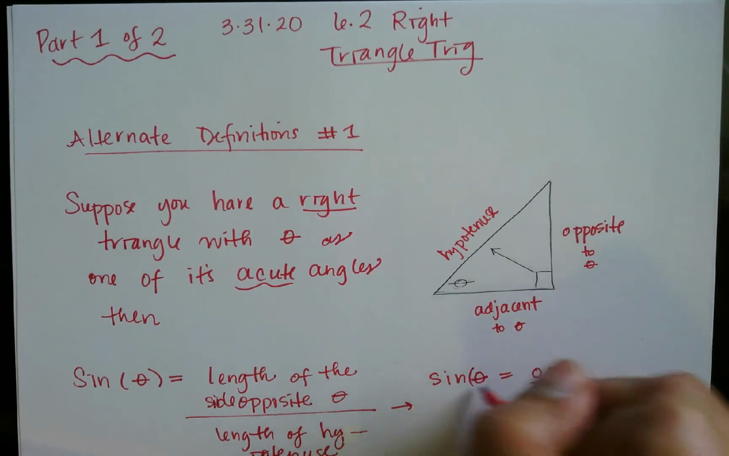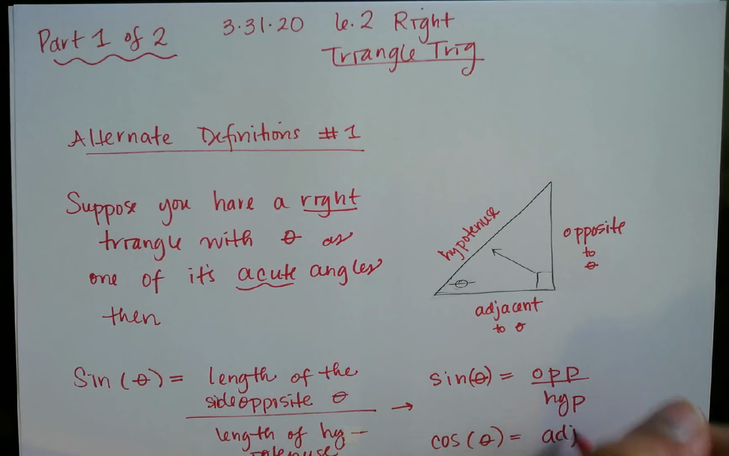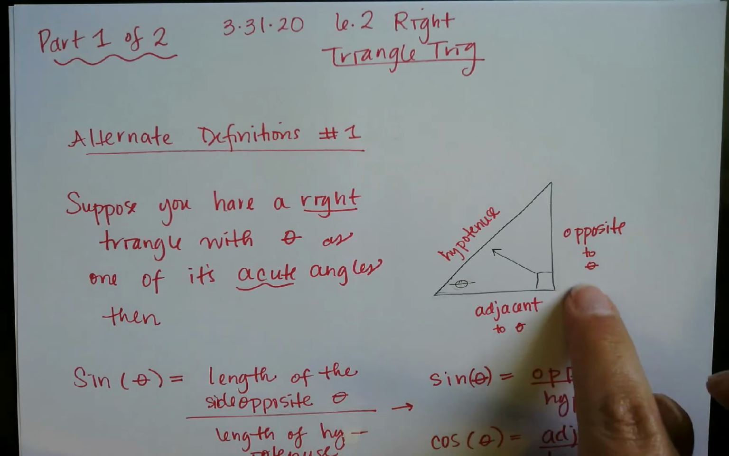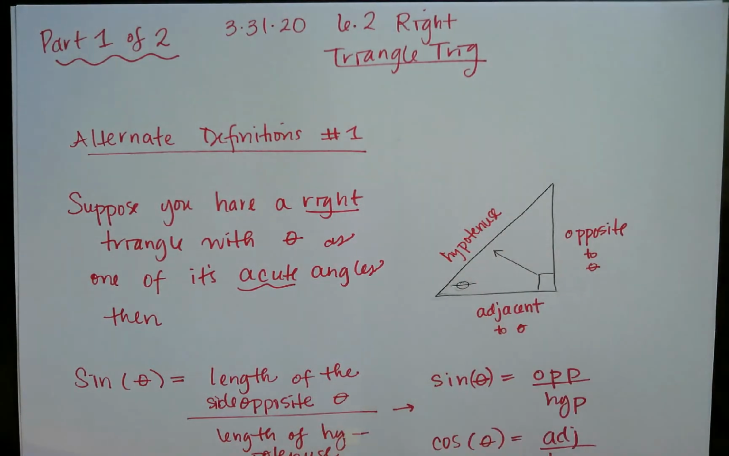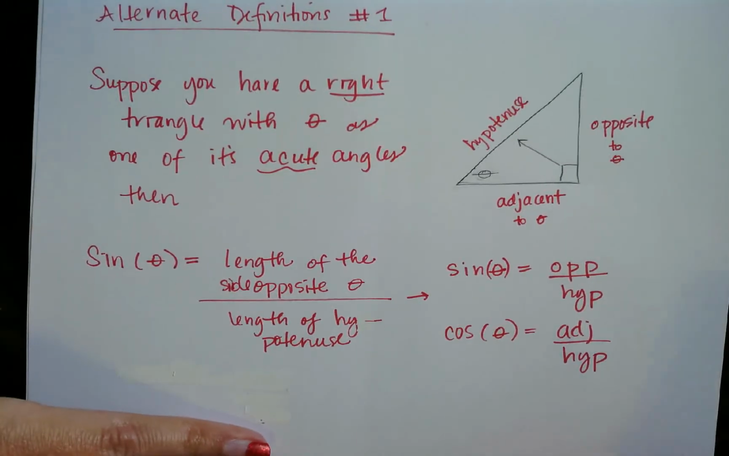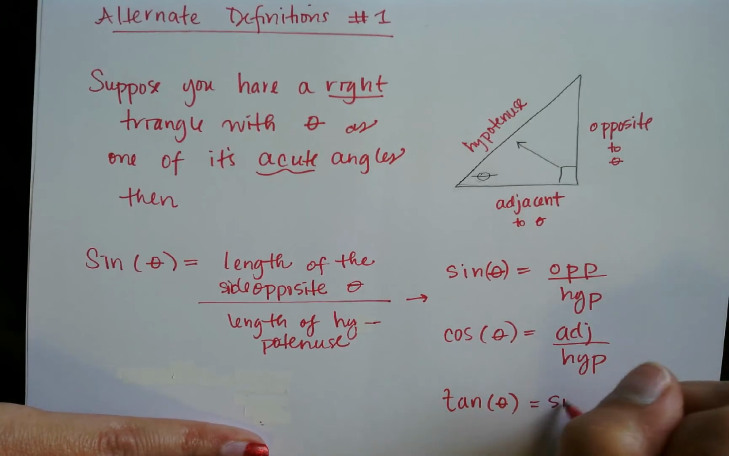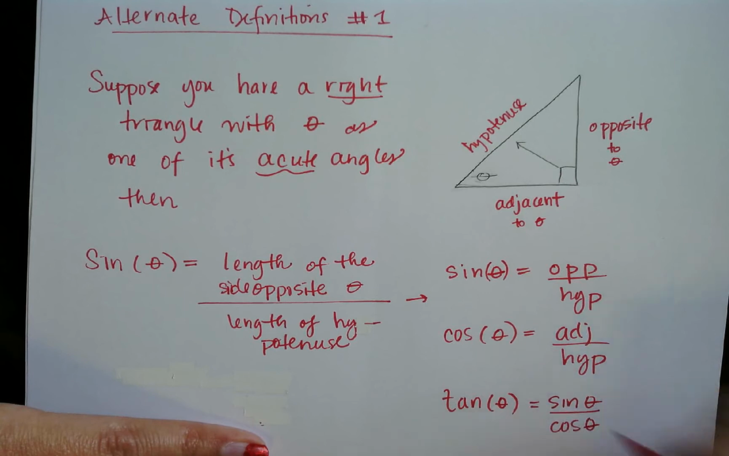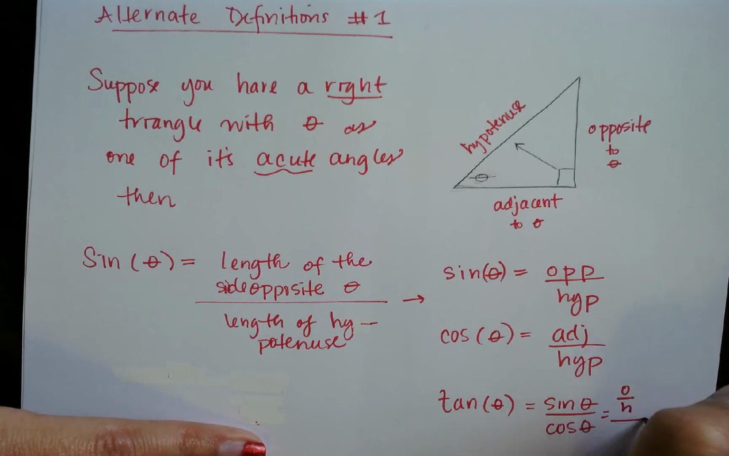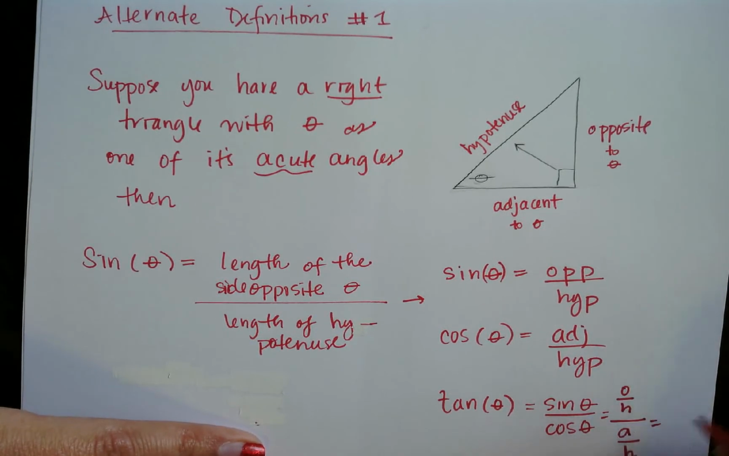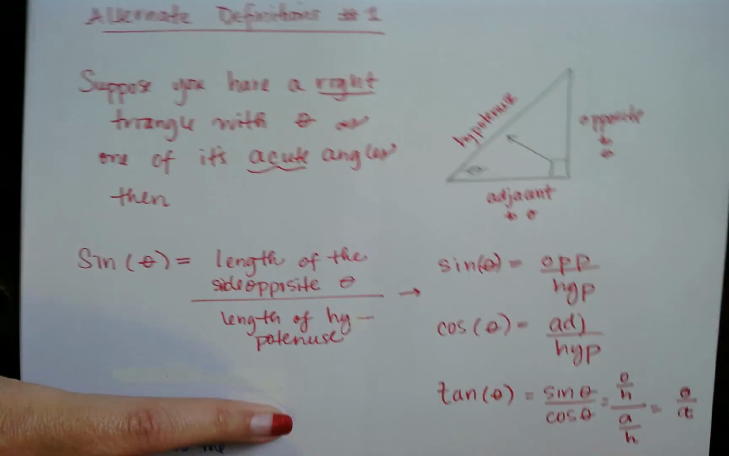Sine of theta is opposite over hypotenuse. Cosine of theta is adjacent side over hypotenuse. We're still going off this picture, so whatever those lengths are. Remember, we're talking about lengths of the sides of the triangle. Tangent of theta is sine over cosine. Technically that would be opposite over hypotenuse over adjacent over hypotenuse, and when you multiply by the flip, you get opposite over adjacent. So there's your tangent.